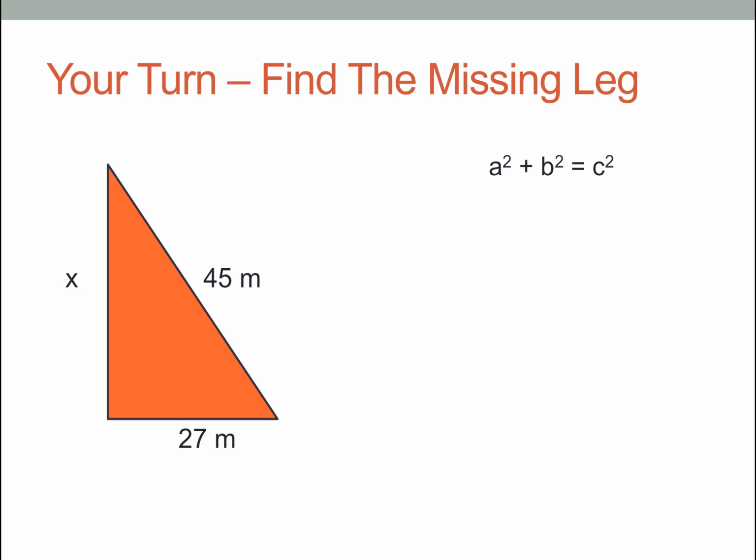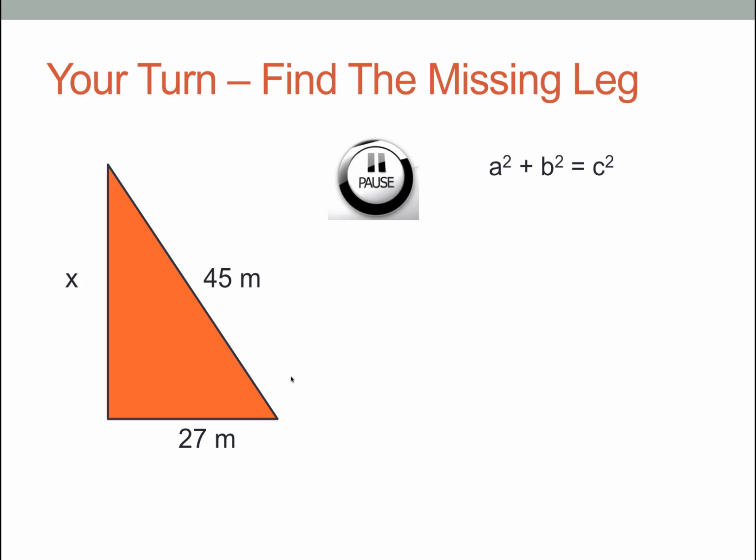The Pythagorean theorem always says a squared plus b squared equals c squared. But you can use different variables here. So this x, you can make it either a or b. You can't make it c, because c is always the hypotenuse right here. So you know you're going to use 45 for the hypotenuse. And don't forget to square everything. All right, so pause here, see how you do, and then come back.